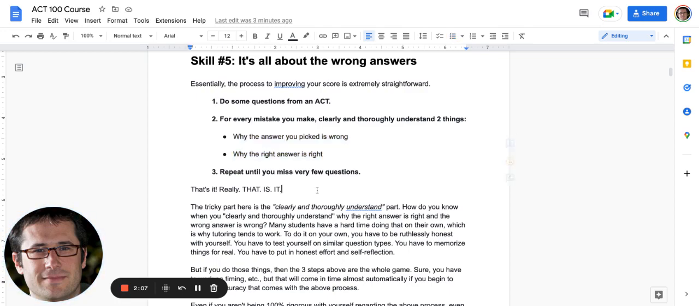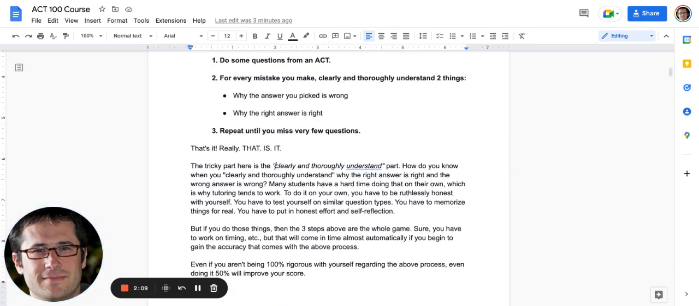So the tricky part here is the clearly and thoroughly understand part, right? How do you know when you clearly and thoroughly understand why the right answer is right and the wrong answer is wrong? So many students have a hard time doing that on their own. And that's why having a tutor or a teacher or being in a class where you can ask questions can be so important for many, many students.